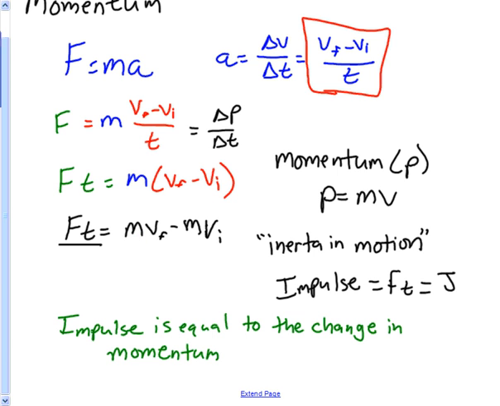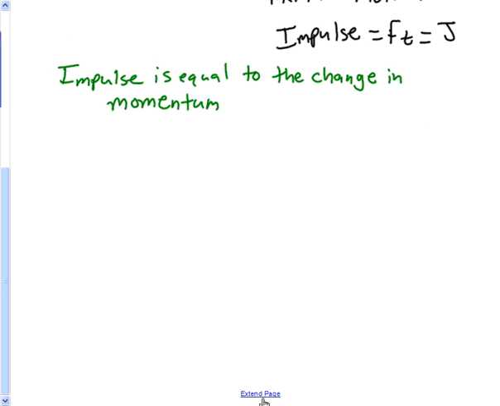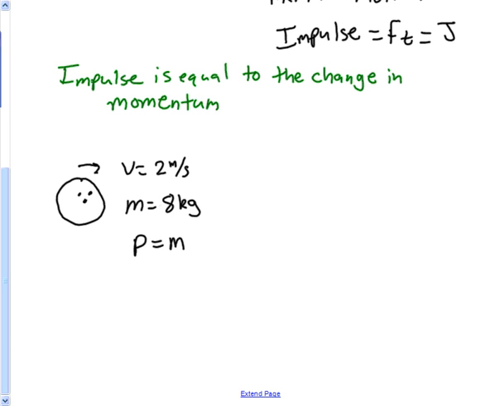All right, so let's see if we can do some work with these new equations. All right, so we have a bowling ball. Okay, there's a nice bowling ball. You can get some holes in here. All right, bowling ball. And the bowling ball is rolling down, and it has a velocity of 2 meters per second, and it has a mass of 8 kilograms. Okay, so what is its momentum?